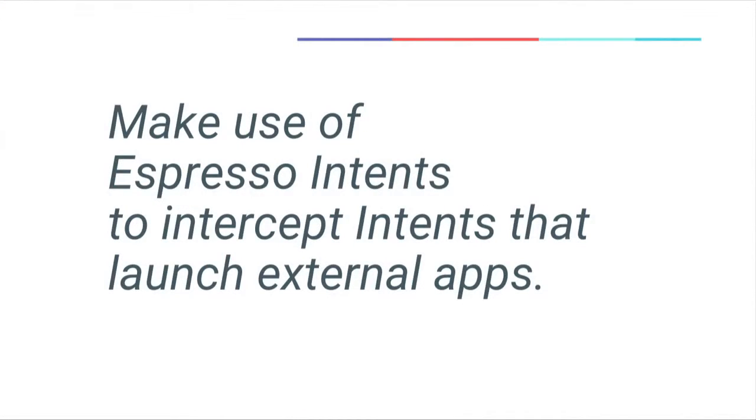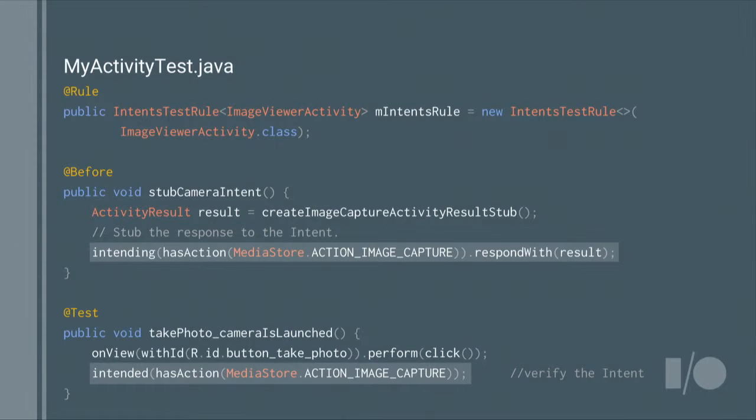And speaking of Espresso intents, I don't know if you've used it before. It's a really nice thing that we've added to Espresso. It's a very small API. Basically, it lets you verify intents that are sent from your app or stub the responses to intents that you send to other applications. So here on this screen, you can see in before, I'm setting up response stubbing for an intent that I sent out to the camera app. And below at the bottom, I'm just verifying that when I click the button, my app sends out the intent. I encourage you to use it to isolate your tests from external applications.